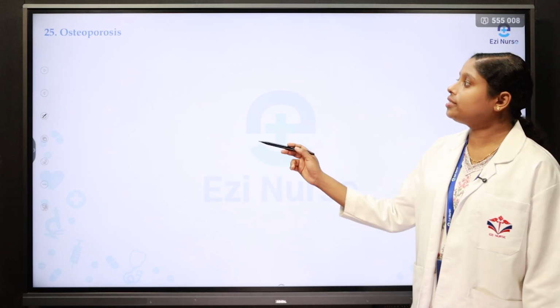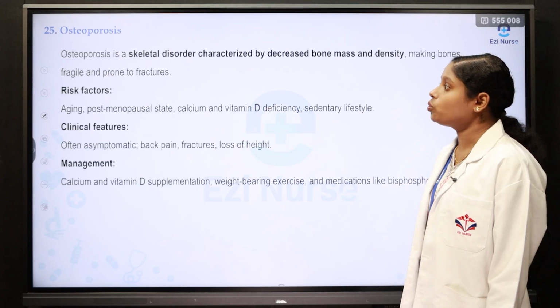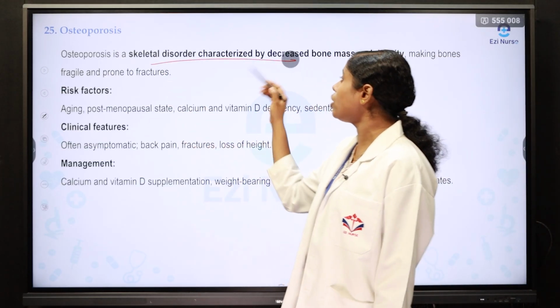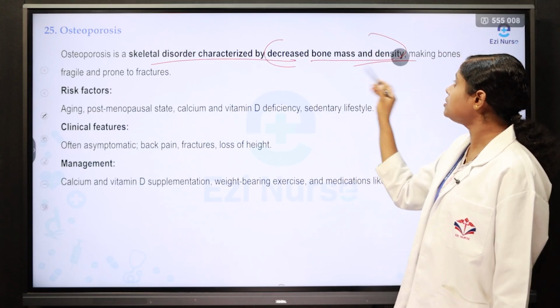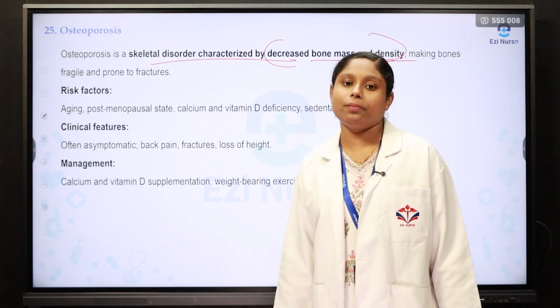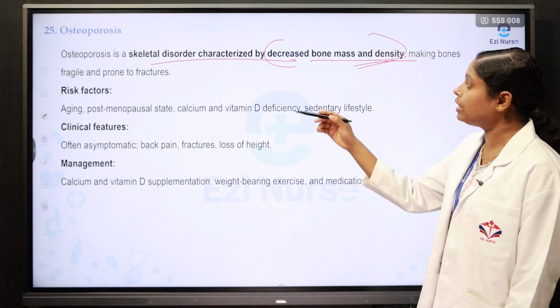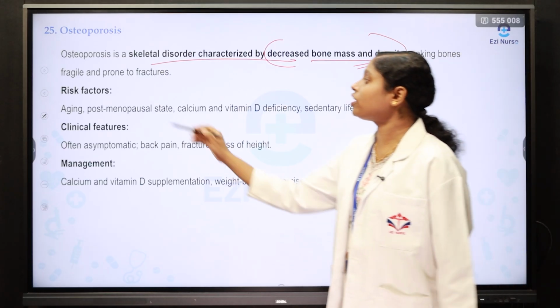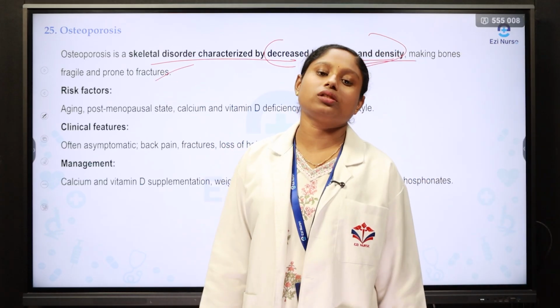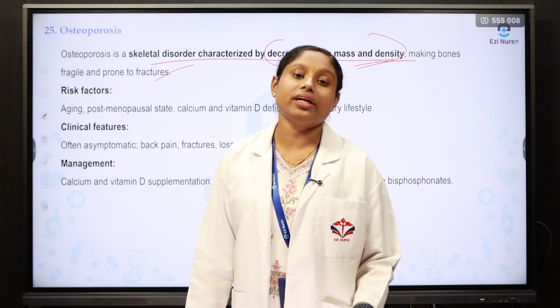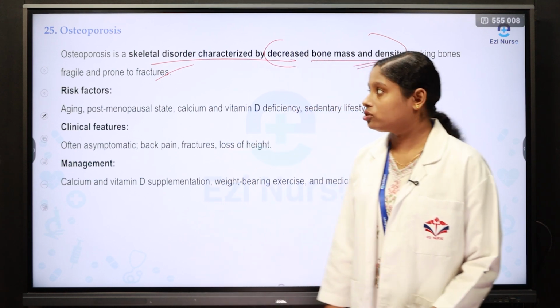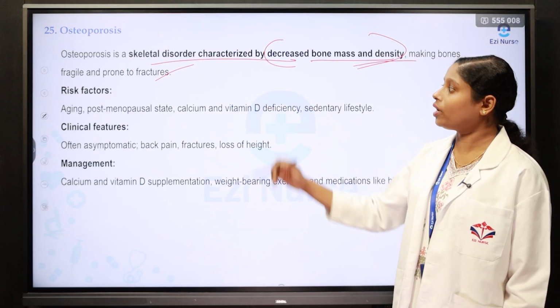So the next question is osteoporosis. What is osteoporosis? It's a skeletal disorder characterized by decreased bone mass and density, making bones fragile and prone to fracture. So those who have osteoporosis, their bones are prone to fractures and dislocation.